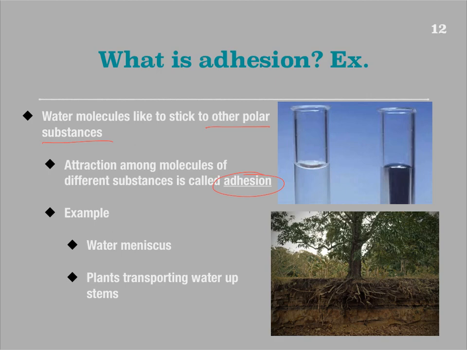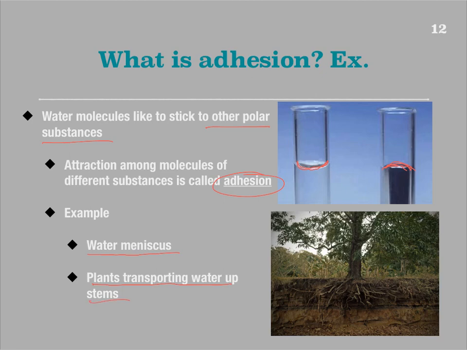A couple examples is a water meniscus. Here we have water in a test tube, and you can see that the water is actually being pulled up along the sides of the glass test tube because it's being attracted to that as well, and it forms this meniscus. This is mercury, which goes the other way. The meniscus goes down.